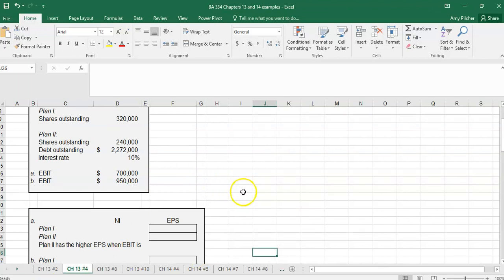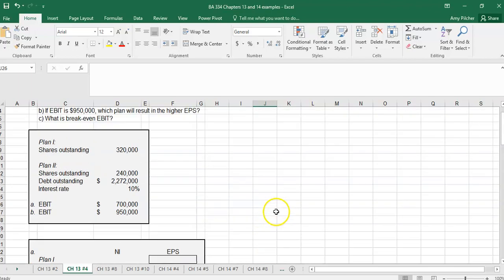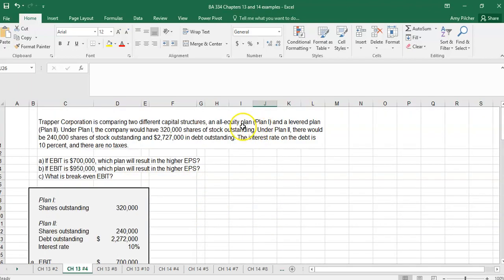In this example, we're looking at two different capital structures. So our first structure is an all equity plan, or plan 1. And plan 2 is a levered plan, which means we plan to take on leverage, which is debt. So a levered plan is taking on debt. Under plan 1, we would have 320,000 shares of stock, and under plan 2, we would have 240,000 shares of stock and debt that we would pay 10% interest on. And we're going to look at these without taxes.